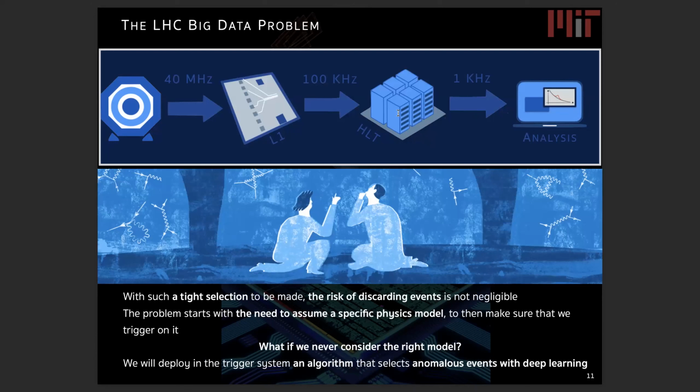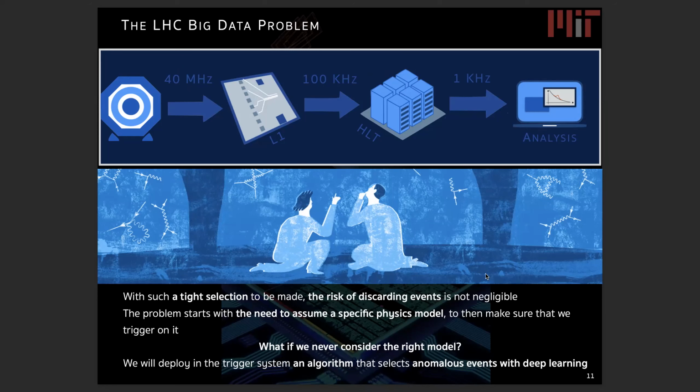The thing is that to reduce the rate from 40 megahertz to 1 kilohertz, we need to select events based on something, right? And right now, all the selection that's implemented in all the stages is based on ideas of theoretical physics, which particles to look for. So all the selections that we apply are specifically targeted to search for these particles. So what if we never consider the right model? What if we never apply the selection that is needed to find new physics, and we're actually throwing it away, I don't know, in the first stage or in the second stage, and we never even get to look at this data offline when we analyze it.